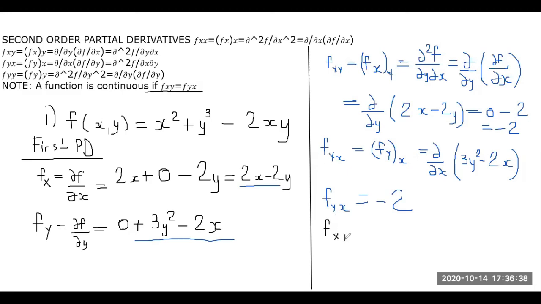Now let's say we're going to find fxx. As fxx suggests, we're differentiating ∂f/∂x with respect to x. So again we're differentiating this. We're just going to find ∂/∂x of ∂f/∂x, which means we're differentiating 2x minus 2y with respect to x. And so what we're getting is 2.